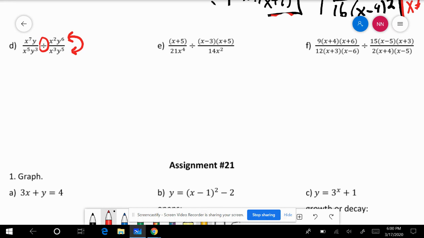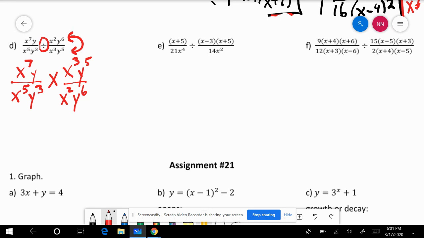So when we rewrite this, what we're going to do is rewrite it as multiplication. So x to the 7th and y, we have x to the 5th, and we have y to the 3rd. We change it to multiplication by multiplying by the reciprocal. So now what we have is x to the 3rd, y to the 5th on top, and on the bottom we have x to the 2nd, y to the 6th.